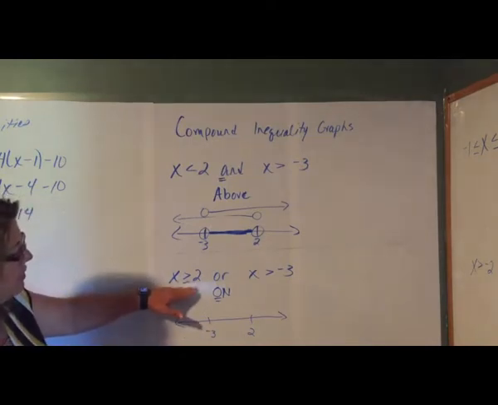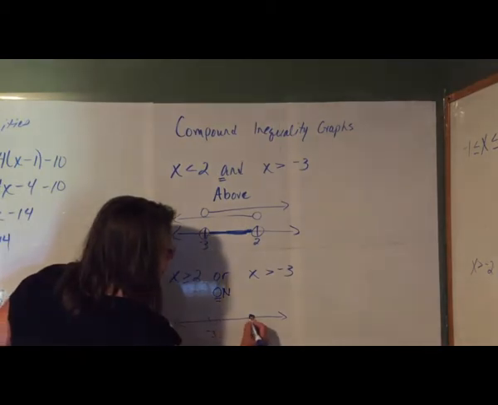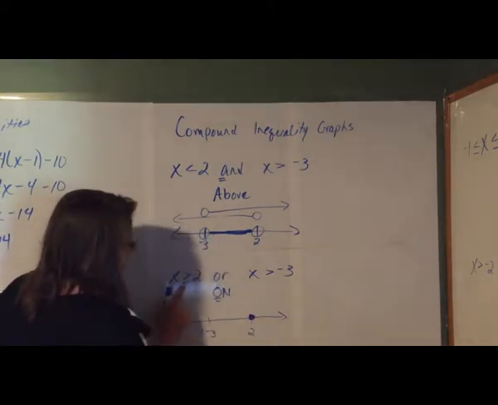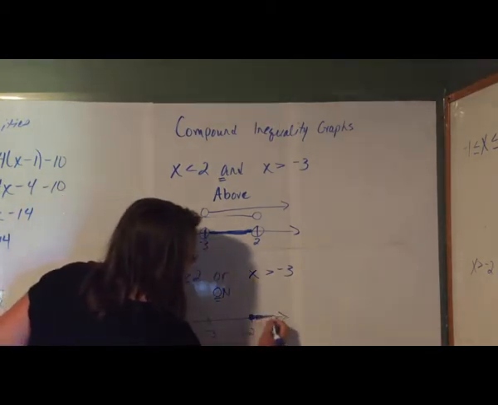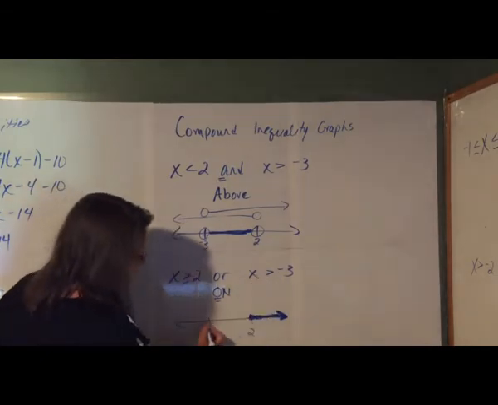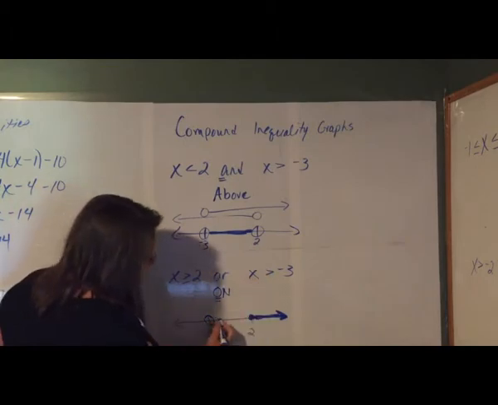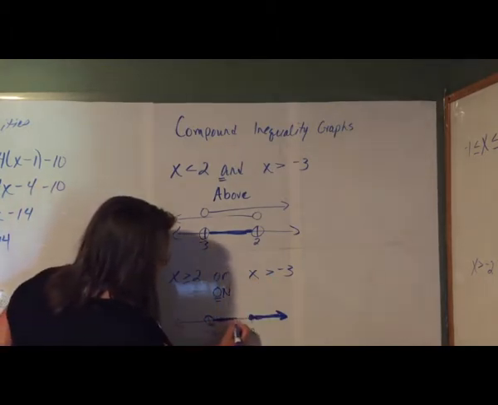X is greater than or equal to 2. That's a closed circle at 2. And if it's greater than or equal, it's going to be shaded right in the direction that it's pointing. So that's that section. And then X is greater than -3. Well, it's an open circle at -3. X is greater than -3. I also shade to the right.